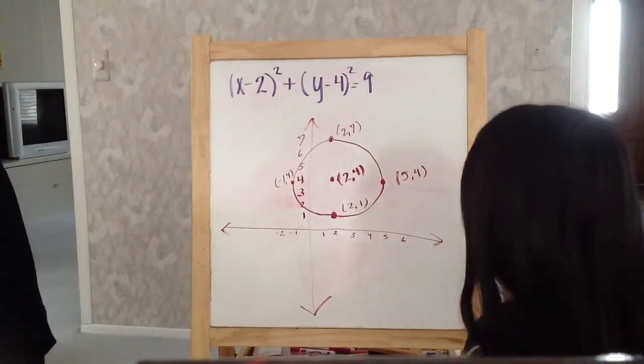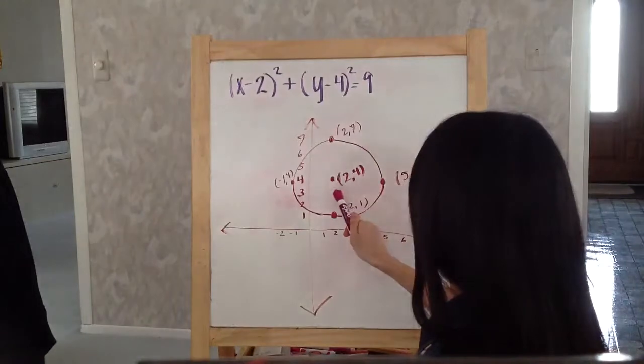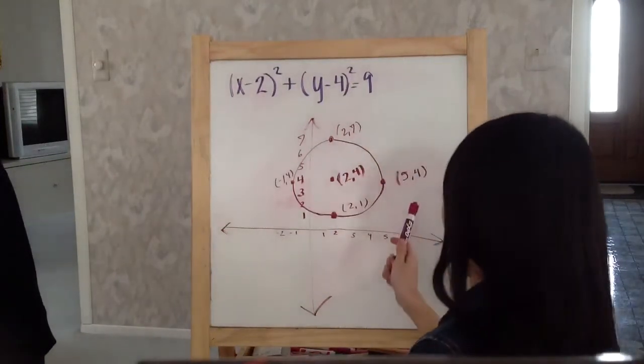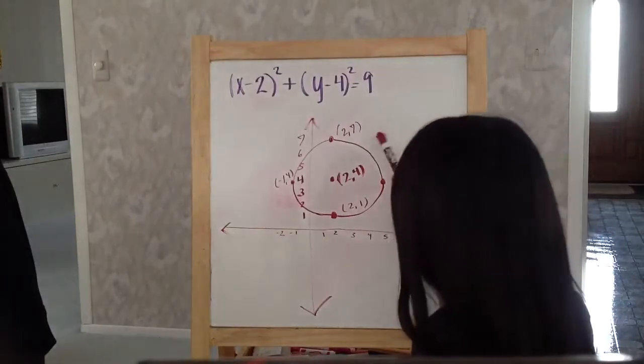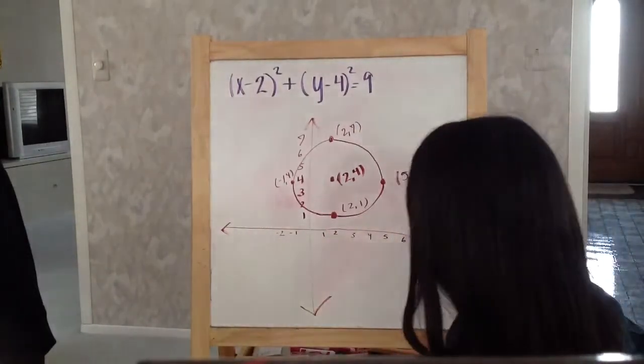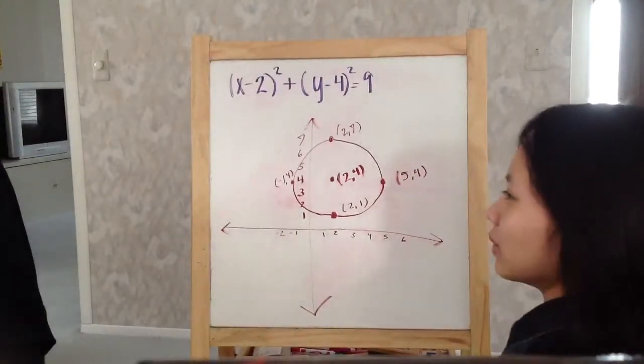And then you take 3, move that up 3 units, down 3 units, left 3 units, and right 3 units, which gives you the points (2, 7), (2, 1), (5, 4), and (-1, 4). Then you connect all your points, and then you get a translated circle.